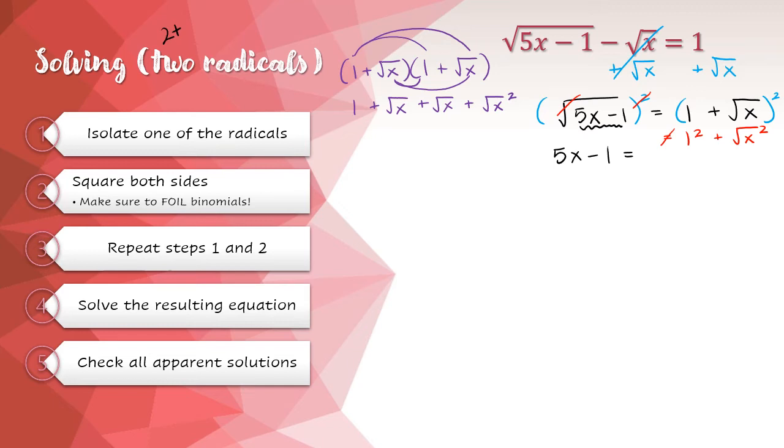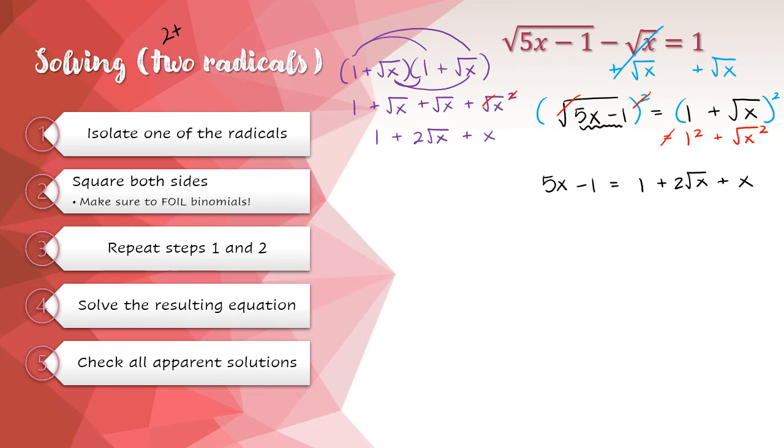Another case where those operations undo each other. So we could simplify this to 1 plus 2 times the square root of x. That's the square root of x plus the square root of x, plus just plain old x. So that's what I should have on my right-hand side. I'm actually going to scoot this next line down a little bit. So we had 5x minus 1, and it's equal to 1 plus 2 root x plus x.